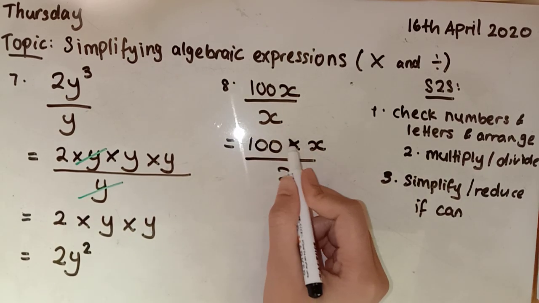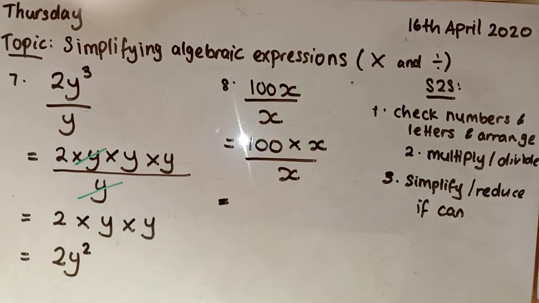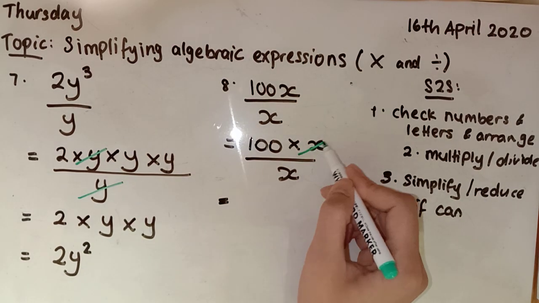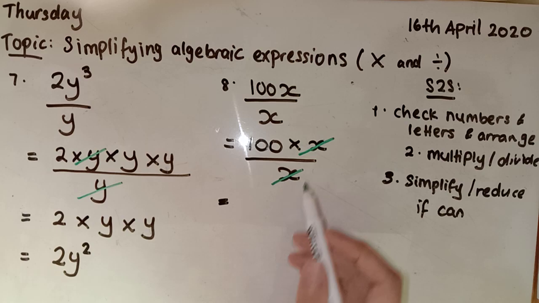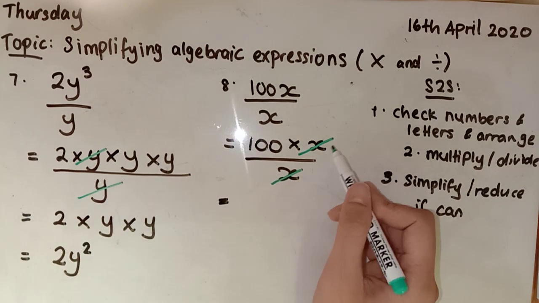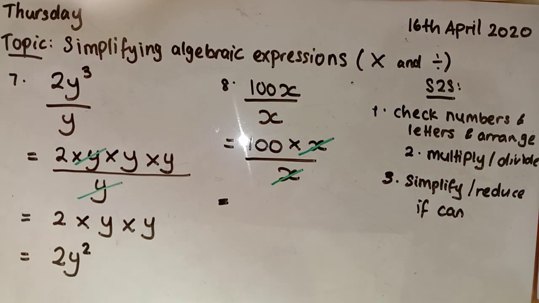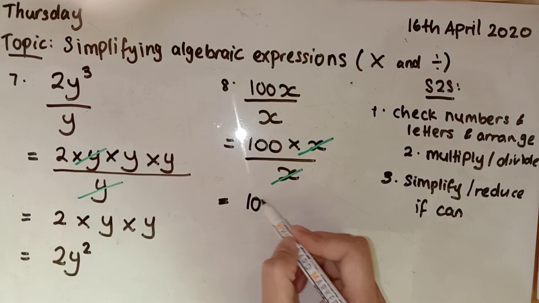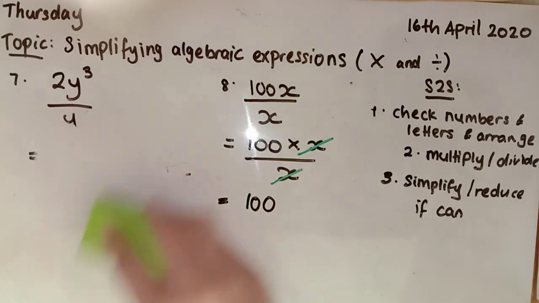Even if you don't write this down, it's okay. X ada di atas, X ada di bawah. What are we supposed to do? What can we do? We cancel out. Okay, taruh saja ke step 3. Simplify, reduce. This means you are reducing. So, X cancel out. Apa yang tinggal? 100. That's your answer. Alright? Okay, last one. Last example for today.